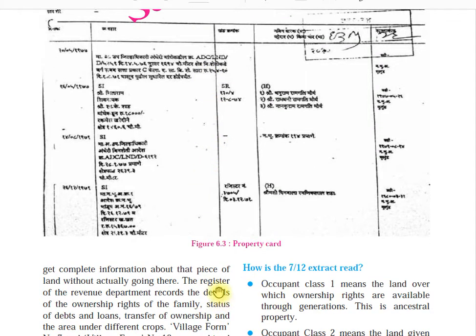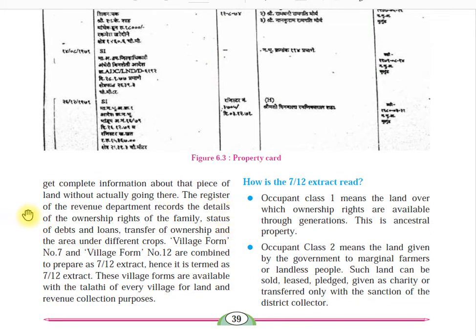Then the register of the revenue department records the details of the ownership right of the family, status of debts. Debts means whether he has taken money or not, and loans, transfer of ownership, and the area under different crops. So what crops are going to grow on that land.